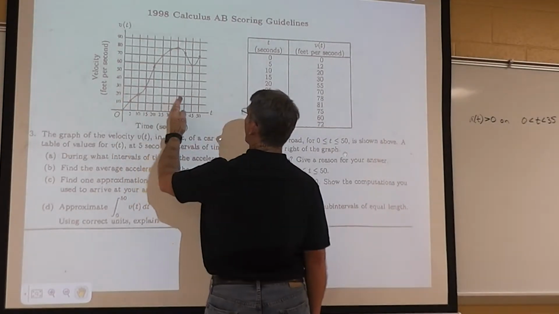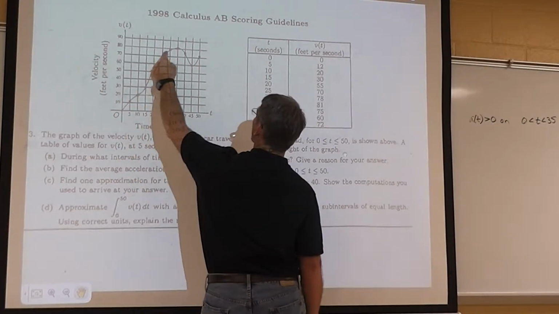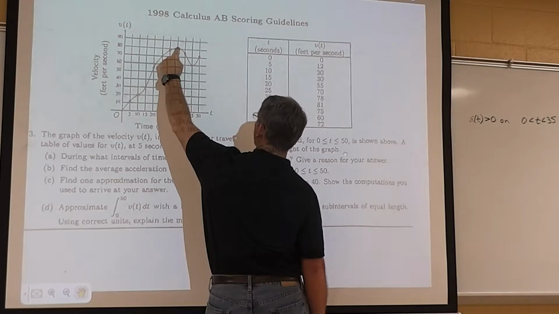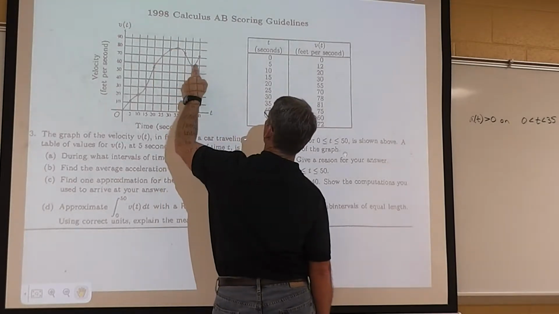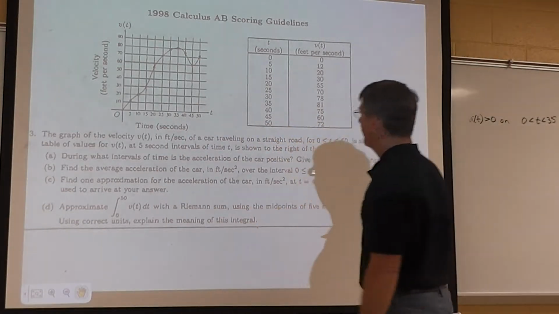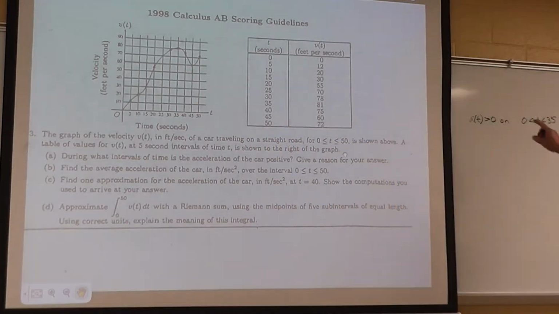From 0 to 35, indeed, velocity is increasing. Therefore, derivative is going to be positive, and derivative of velocity is acceleration. 45 to 50, velocity is increasing, acceleration is positive. All right. So I've got my intervals. I need to give a reason, because on these intervals, velocity is increasing, therefore acceleration will be positive. There's my reason. That'll work.